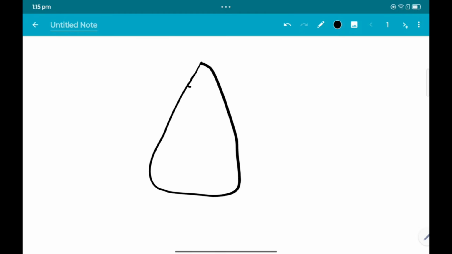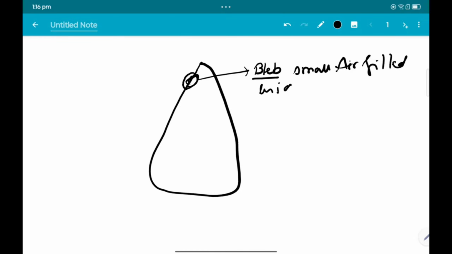and here an alveoli near to the surface of the lung gets ruptured somehow, it will create a Bleb. Okay, so this is Bleb. What is Bleb? Bleb is a small air-filled lesion of 1 to 2 centimeter in diameter. Okay, so it will be less than 2 centimeter in size. It is called as bleb. So rupture of the alveoli at the surface will cause a bleb.